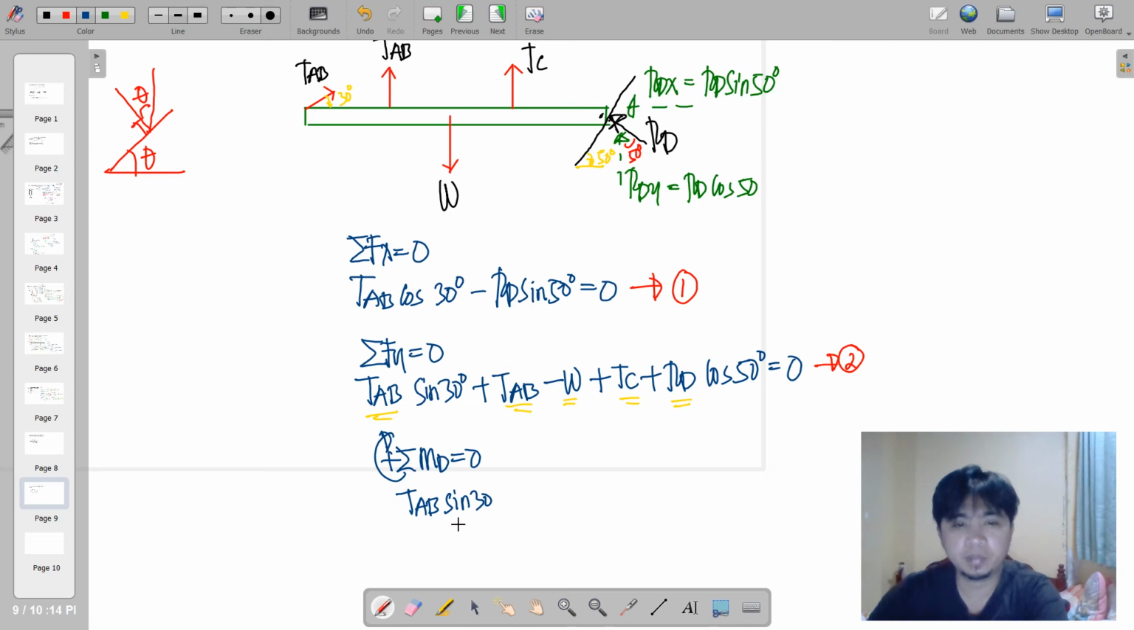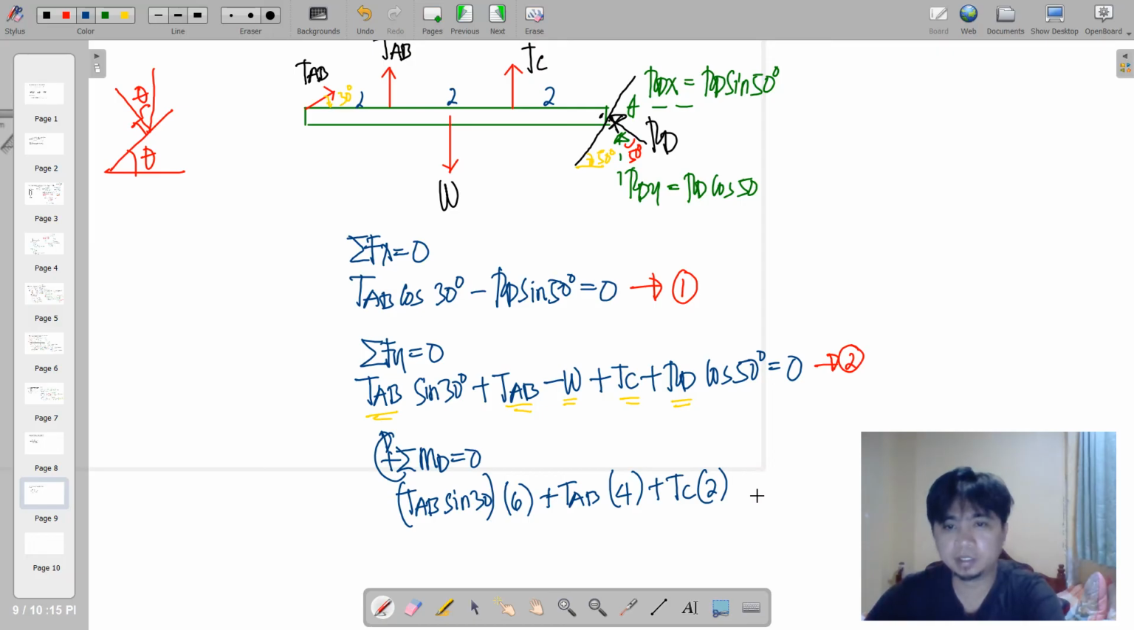First, we have TAB sine of 30 times moment arm of 6. By the way, this is 2, 2, and 2. And then another TAB times moment arm of 4 plus TC times moment arm of 2 minus W times moment arm of 3, or half of 6, because W is in the mid. So all of this will be equal to 0.